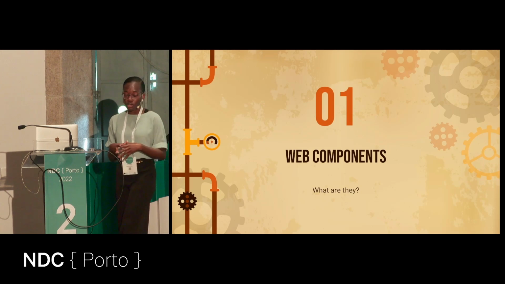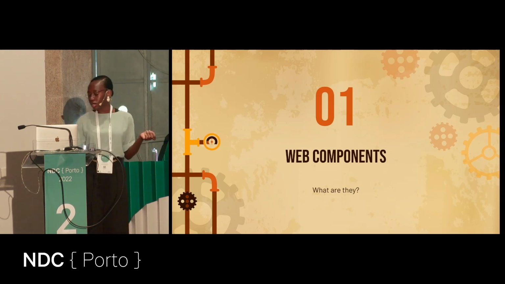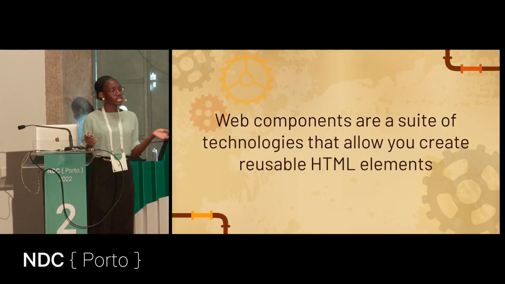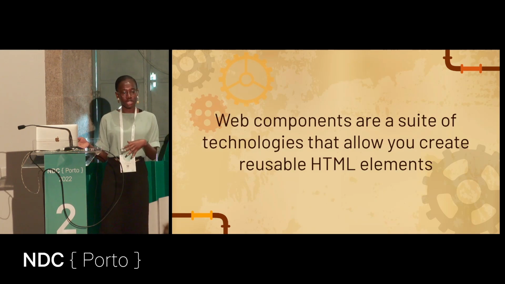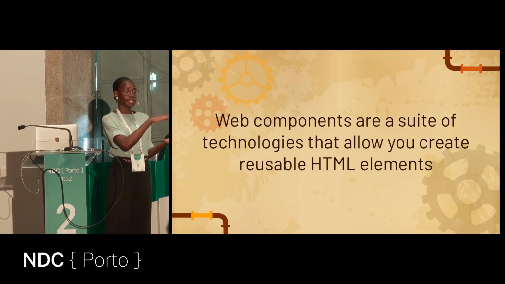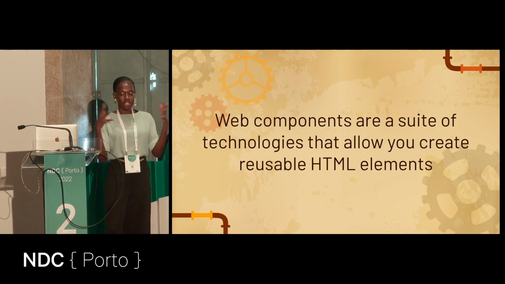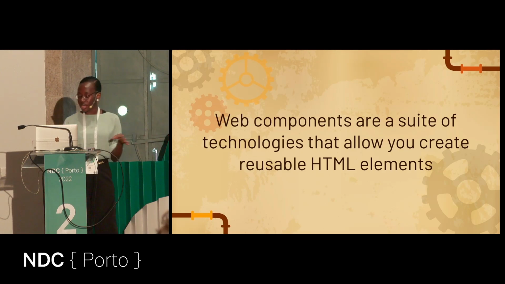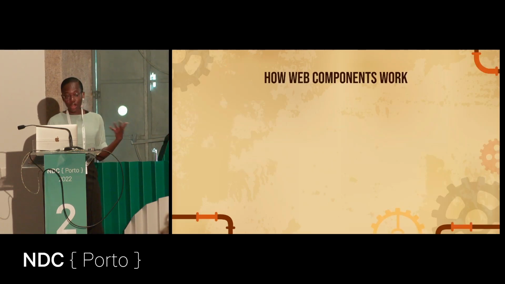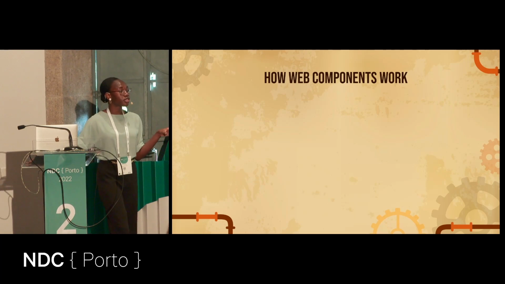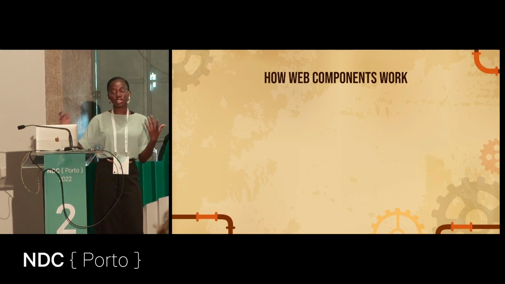And that's where web components come into place. Web components are a suite of technologies that allow you to build reusable HTML elements. So they take all the simplicity of HTML and CSS and combine it with the reusability of React components. It's this very fun, very nice little best of both worlds mix. And how they work, basically, is that web components are a set of technologies, which means they're a combination of different systems.